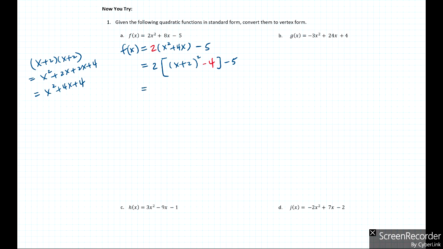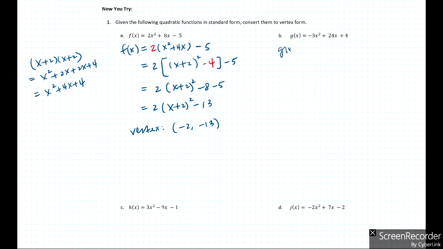And once we have this form, we are mostly done, and we just want to clean this up with some algebra. By distributing the 2, we have 2 times x plus 2 squared minus 8 minus 5. So altogether, we get 2 times x plus 2 squared minus 13. And if you want to find the vertex from the vertex form, we get negative 2, negative 13. So always, whatever is the opposite of the second term in the perfect square, we want that to be negative 2, and then negative 13 over here be the y-coordinate.